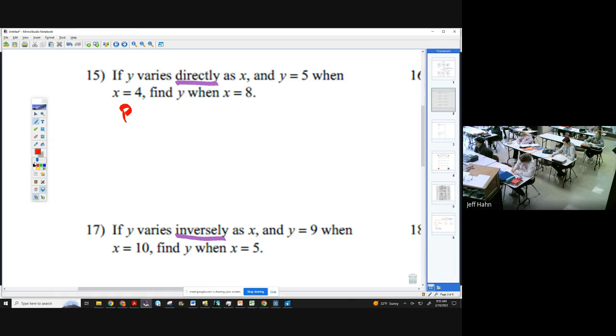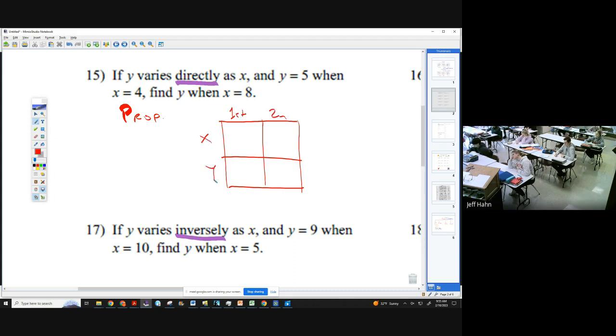Oh yeah, and then we do that one. Let me just show you a formula, proportional. That just simply means you can do a little chart like this. This is the first case, this is the second case, you're comparing x to y. In the first case, y is 5 when x is 4.